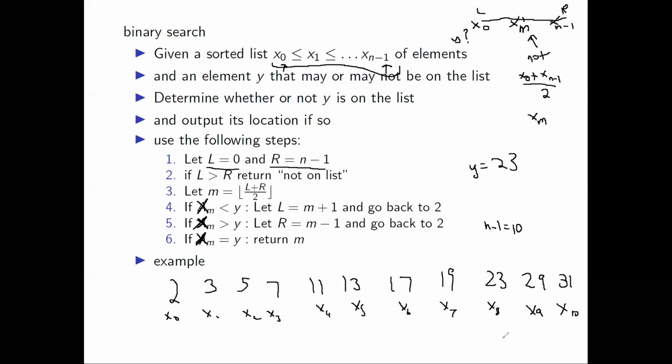Then we do step 1 of our algorithm. We let L equal 0, R equal n minus 1. So L equals 0, R equals 10 at the beginning. If L is greater than R, return not on list for step 2. Right now, L is not greater than R, so step 2 doesn't even apply. Now, step 3: let m equal the floor of L plus R over 2. So m equals the floor of 0 plus 10 over 2.